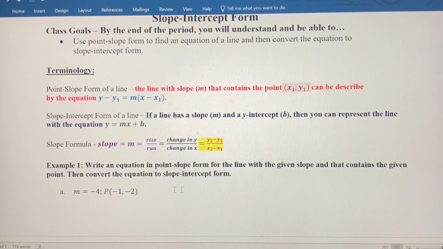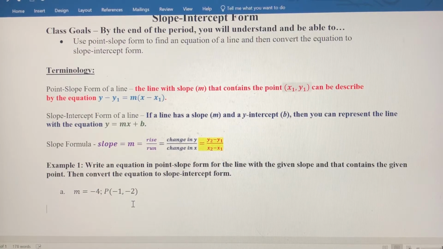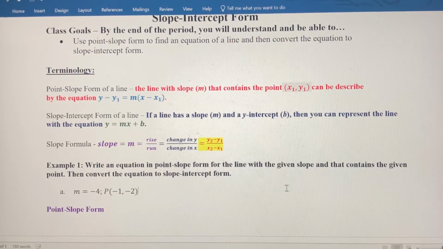So in example 1 here, we want to write an equation in point-slope form for the line that has the given slope, -4, and contains the given point, (-1, -2). After we do that, and this is kind of the focus of this video, we want to be able to convert point-slope form to slope-intercept form. So first thing we want to do is write an equation in point-slope form. We're going to plug in my slope here for m. We're going to plug in my x-coordinate -1 here for x sub 1, and my y-coordinate -2 in here for y sub 1.